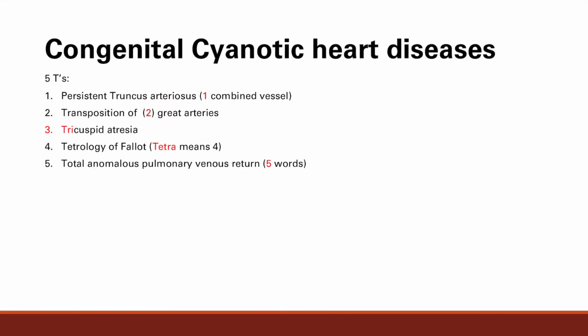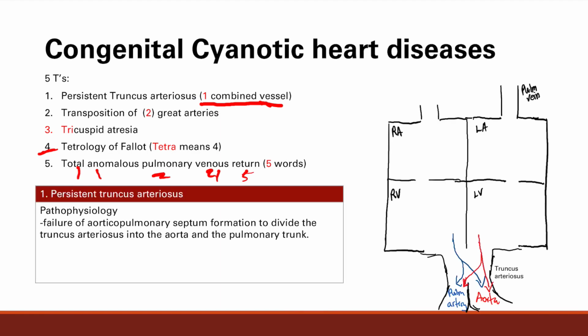There are 5 of them that we want to know about, and these are the 5 T's, which make it very easy to remember. Persistent truncus arteriosus, so it's one big trunk of combined vessels. Transposition of the 2 great vessels, the 2 great arteries. Tricuspid atresia. Tetralogy of Fallot, which has 4 different associated problems. And then total anomalous pulmonary venous return. That's 5 words. Notice I wrote the wrong words. So let's start with number 1.